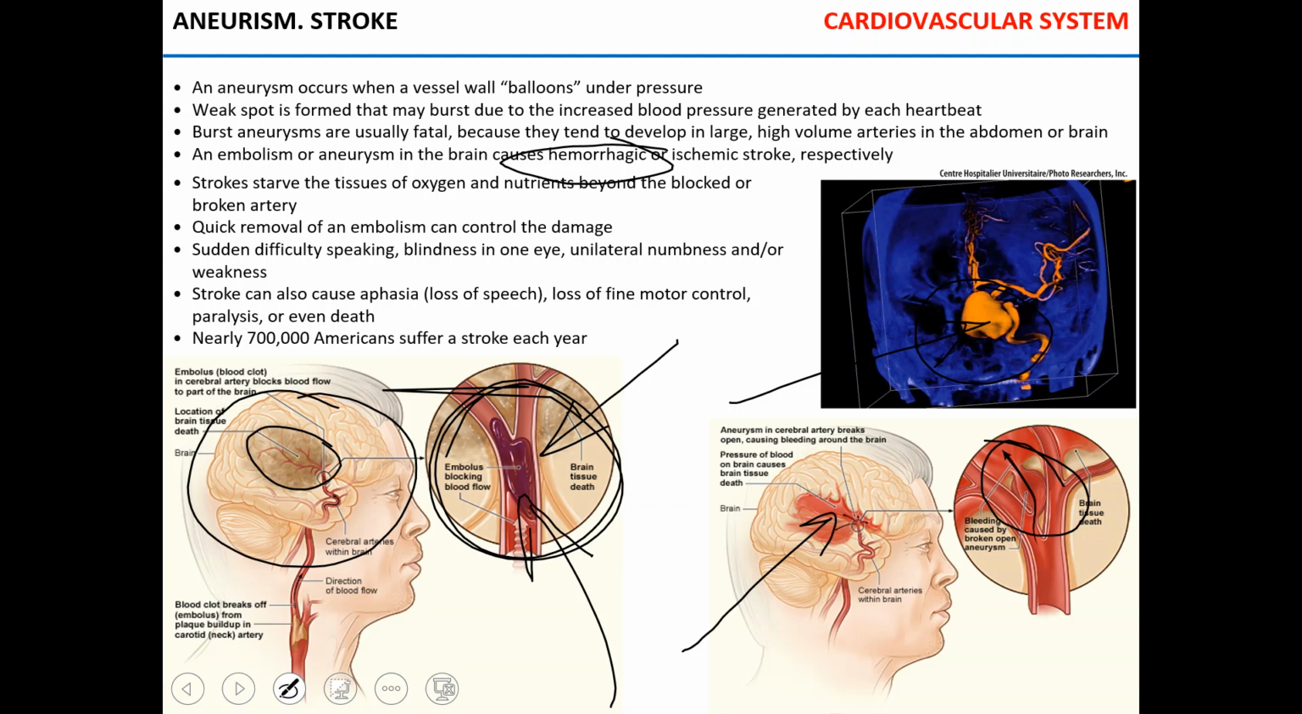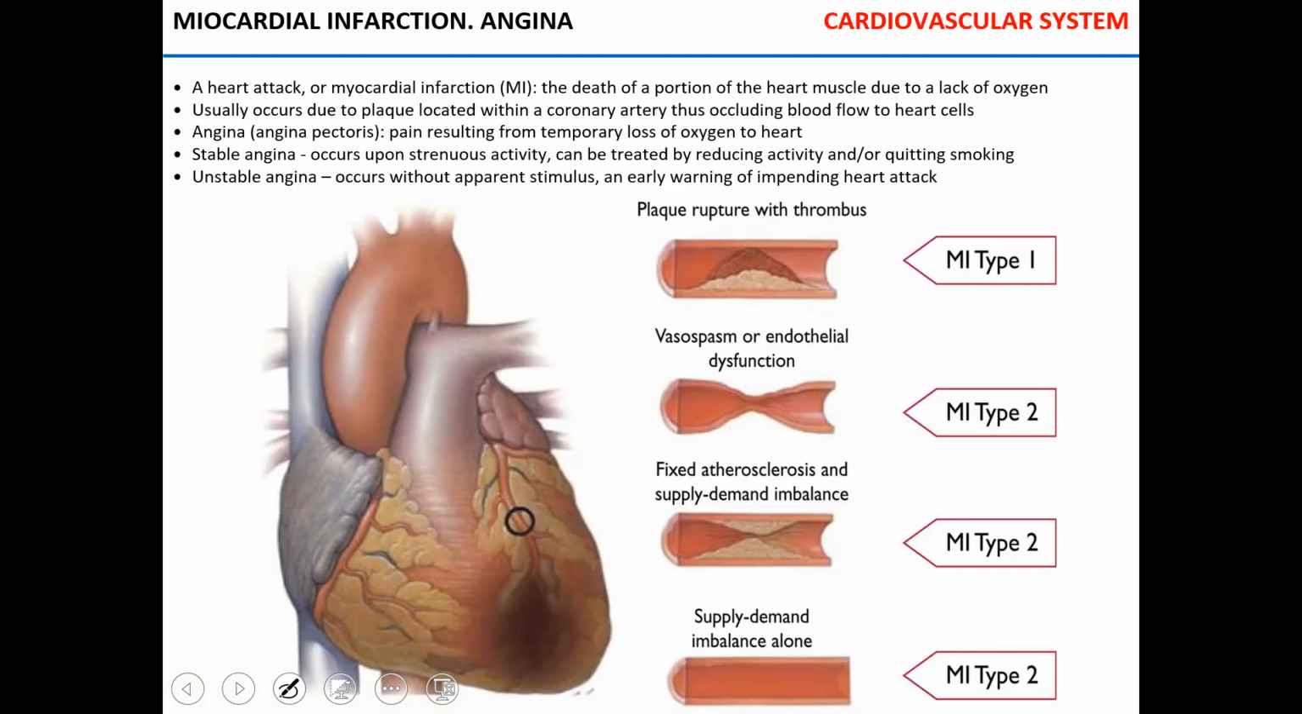So some of the symptoms of stroke are problems with speaking, blindness, numbness of one side of the body, paralysis of one side of the body, and they can kill people.